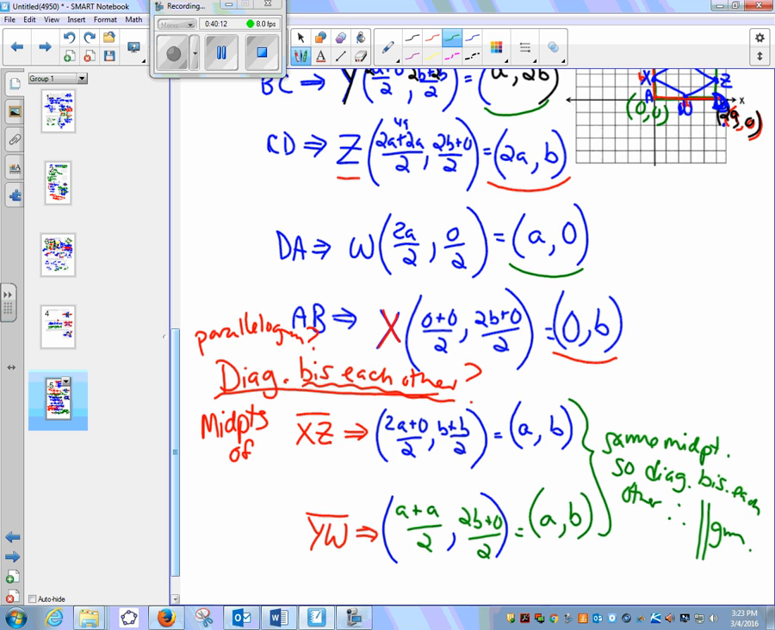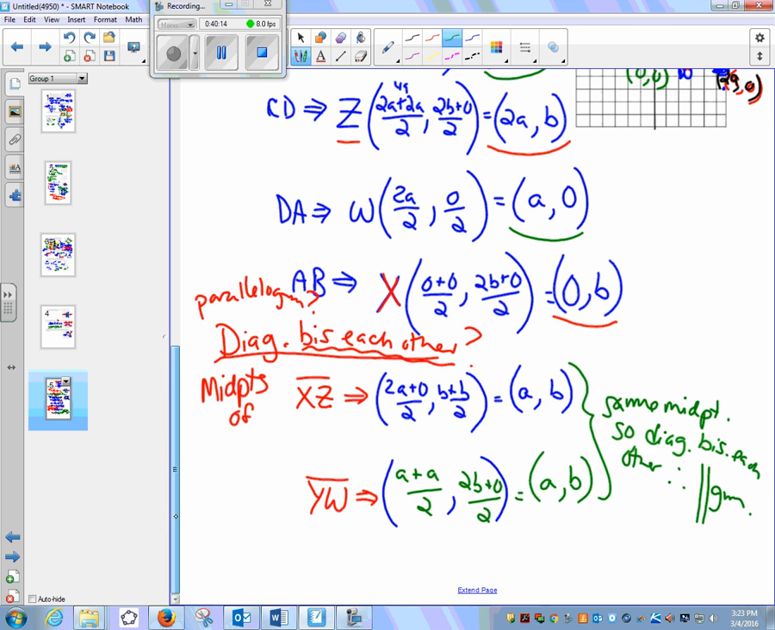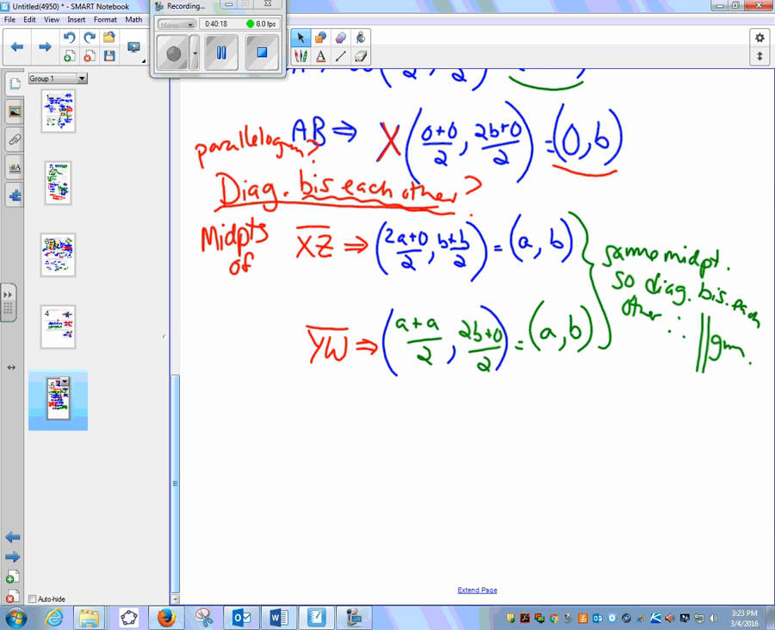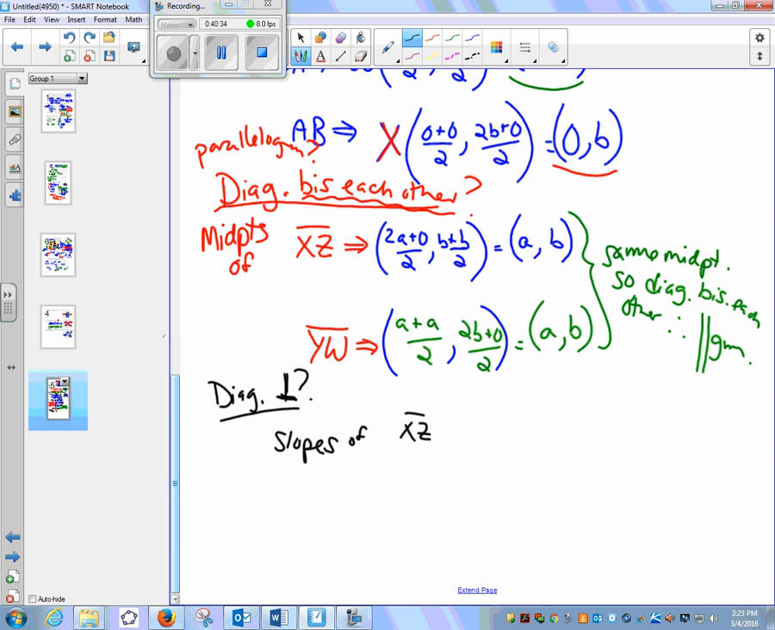Now, we're asked to say whether it's a rhombus or not. Now we would have to show that the diagonals are perpendicular. So now, the question is, are the diagonals perpendicular? Because that would show that it's a rhombus. So for perpendicular, we need the slope of the diagonals XZ and YW. Slopes this time.